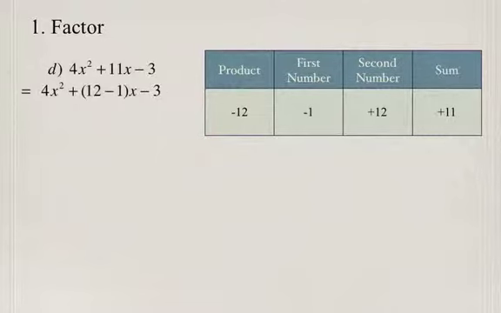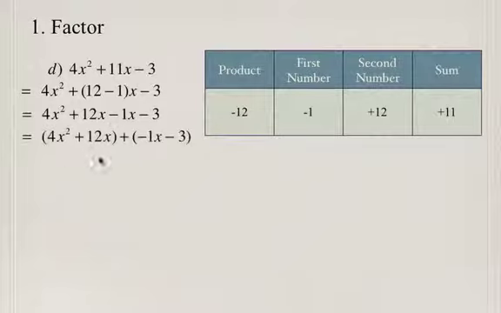So now, if we're going to rewrite this and expand here, we're going to multiply x by 12 and x by negative 1, and we end up with 4x squared plus 12x minus x minus 3. And just to see where we came from, 12x minus x is 11x, so we haven't really changed this. All we've done is decompose the middle term here.